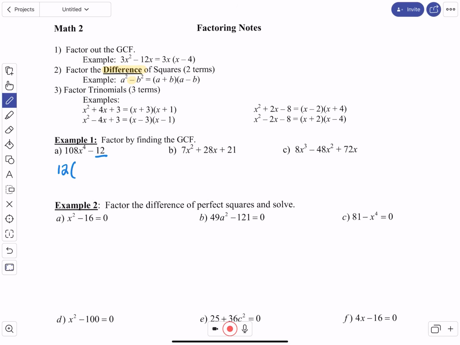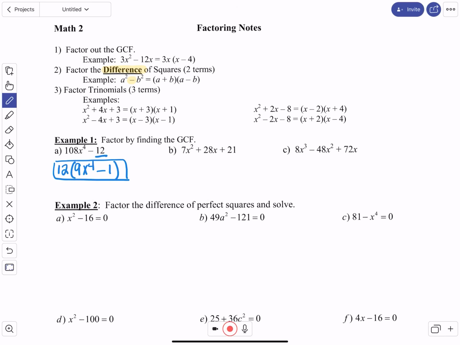So if I pull out a 12, I put it out front, that's my GCF. 108 divided by 12 is 9, so that leaves me with 9x to the 4th. And 12 divided by 12 is 1. You just divide everything by it. And this is my final answer.